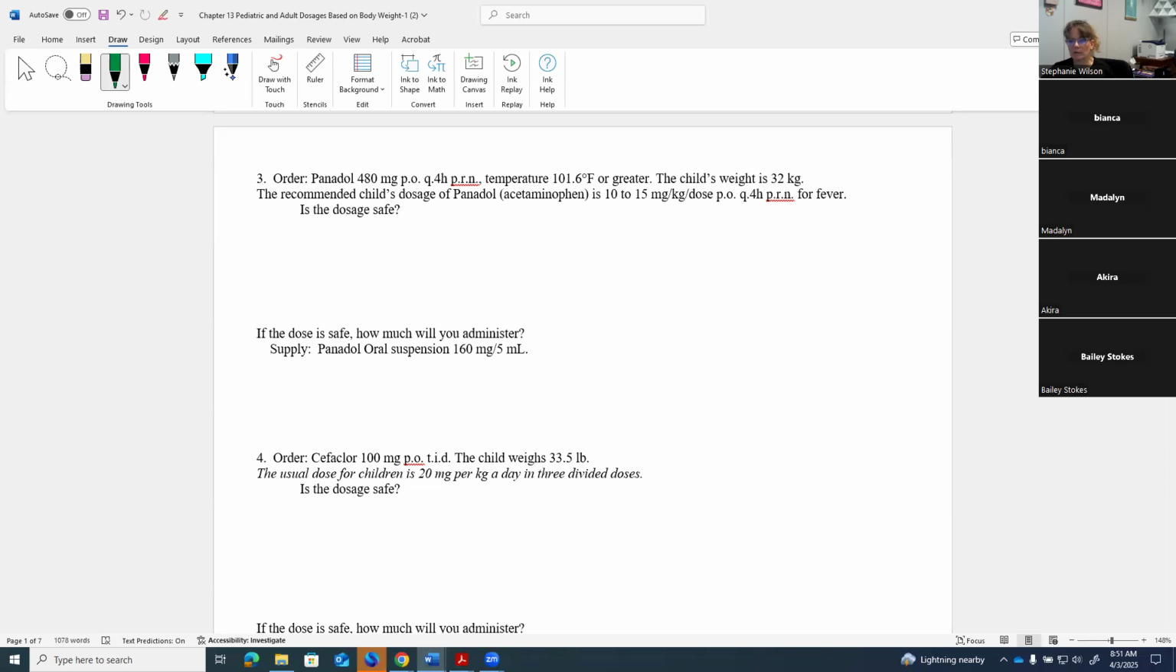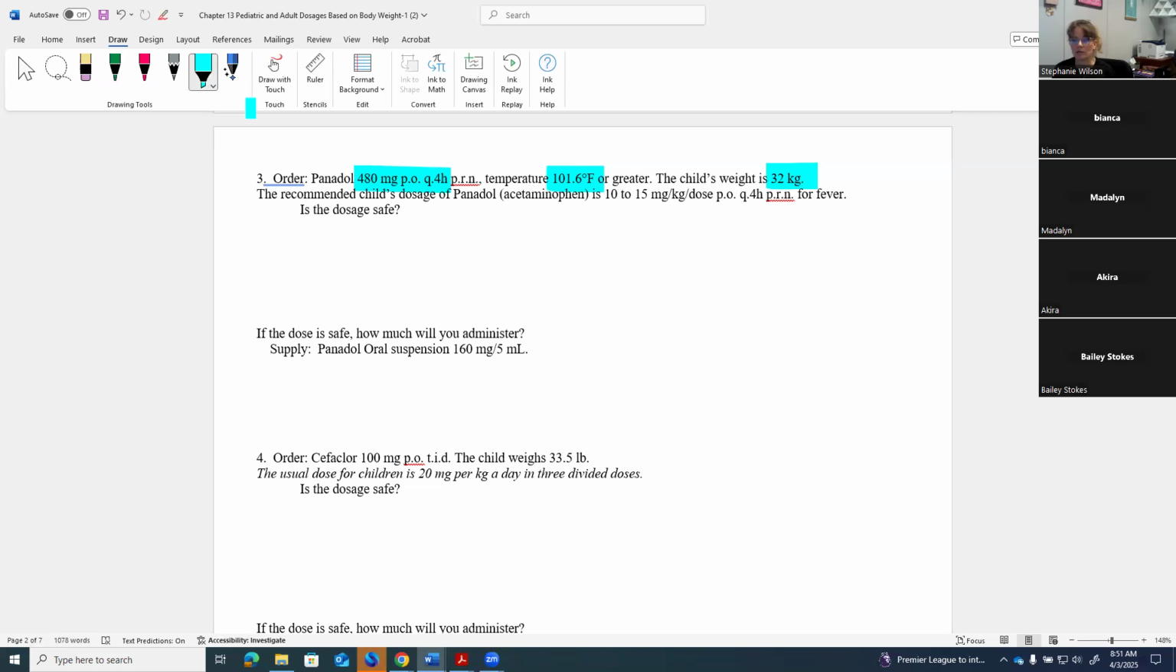We could do number 3. I feel confident that you are going to be able to do a lot of these, so I'm not going to work every one of them. I will skip some. So let's do number 3. Number 3 says that we have an order of 480 milligrams by mouth every 4 hours as needed for temperatures 101.6 degrees Fahrenheit or greater. We have a child who's 32 kilograms.